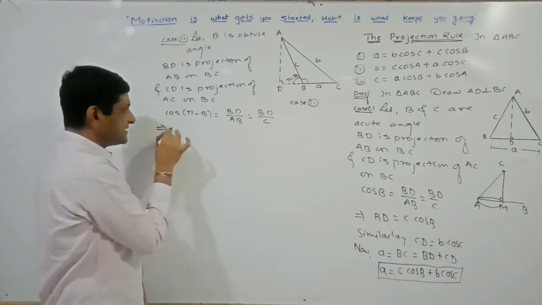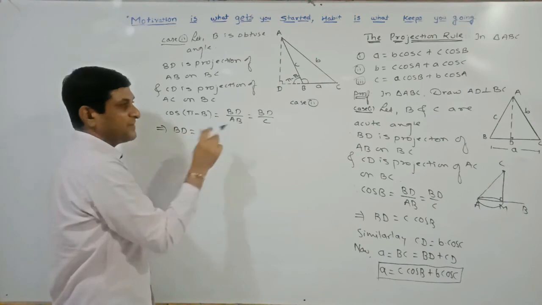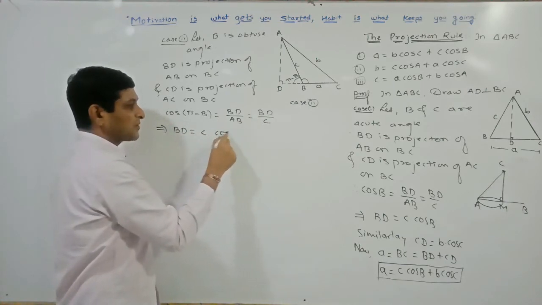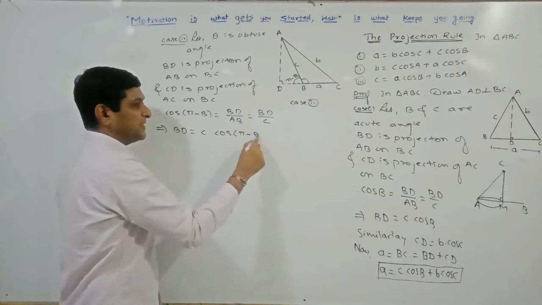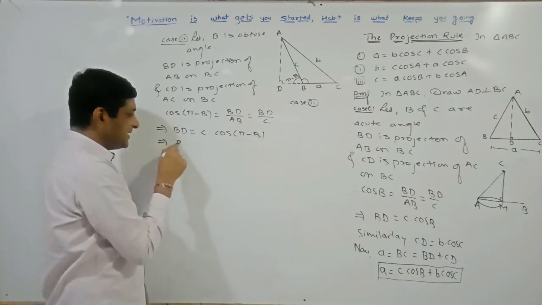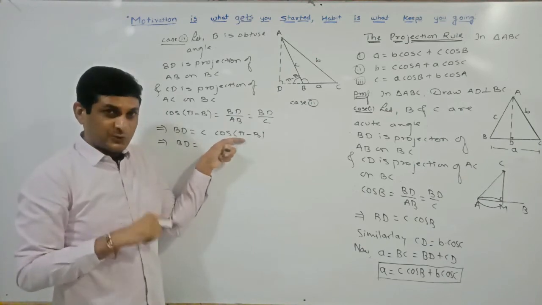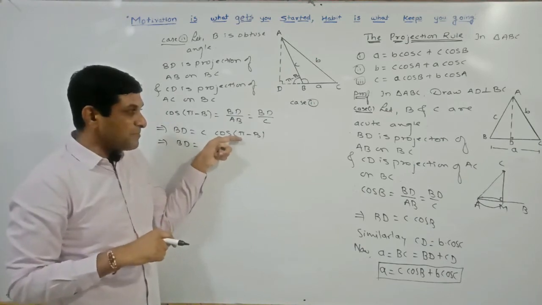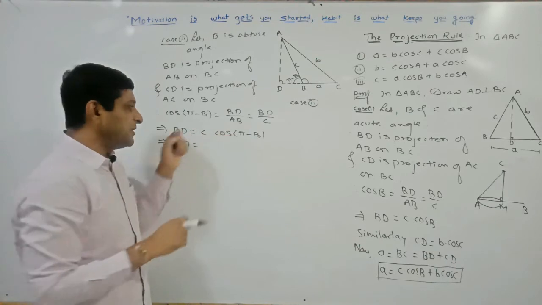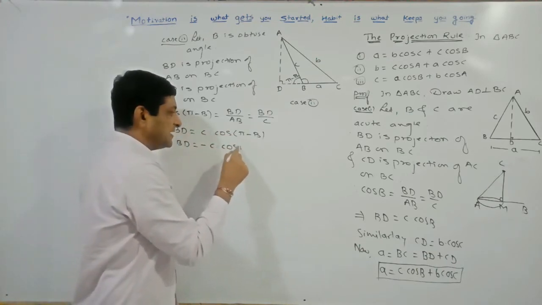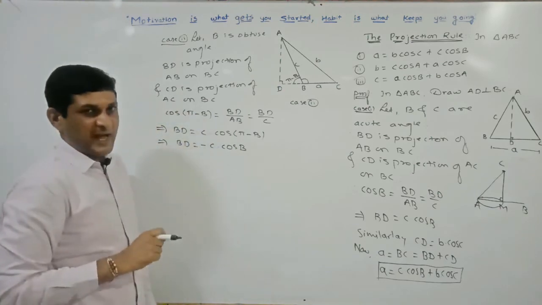So this implies that BD is equal to c will get multiplied on this side, so c into cos of pi minus B. But we know that cos of pi minus theta is minus cos theta. Means here we will get minus cos B, and minus cos B into c will be minus c cos B. In this way we have got the value of BD.